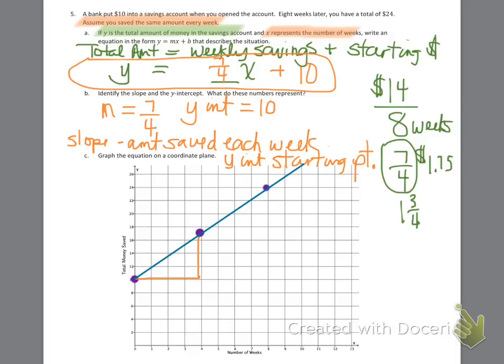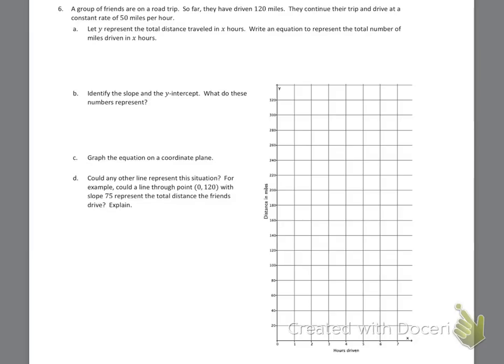Okay, let's look at number 6. Number 6 again has to do with distance and rate and that kind of thing. So we're on a road trip. We've gone 120 miles. They continue the trip and drive at a constant rate of 50 miles per hour. So every hour, they're adding 50 miles. So they've already gone 120. So after 1 hour, they would have gone another 50, or 170. And after another hour, 220.